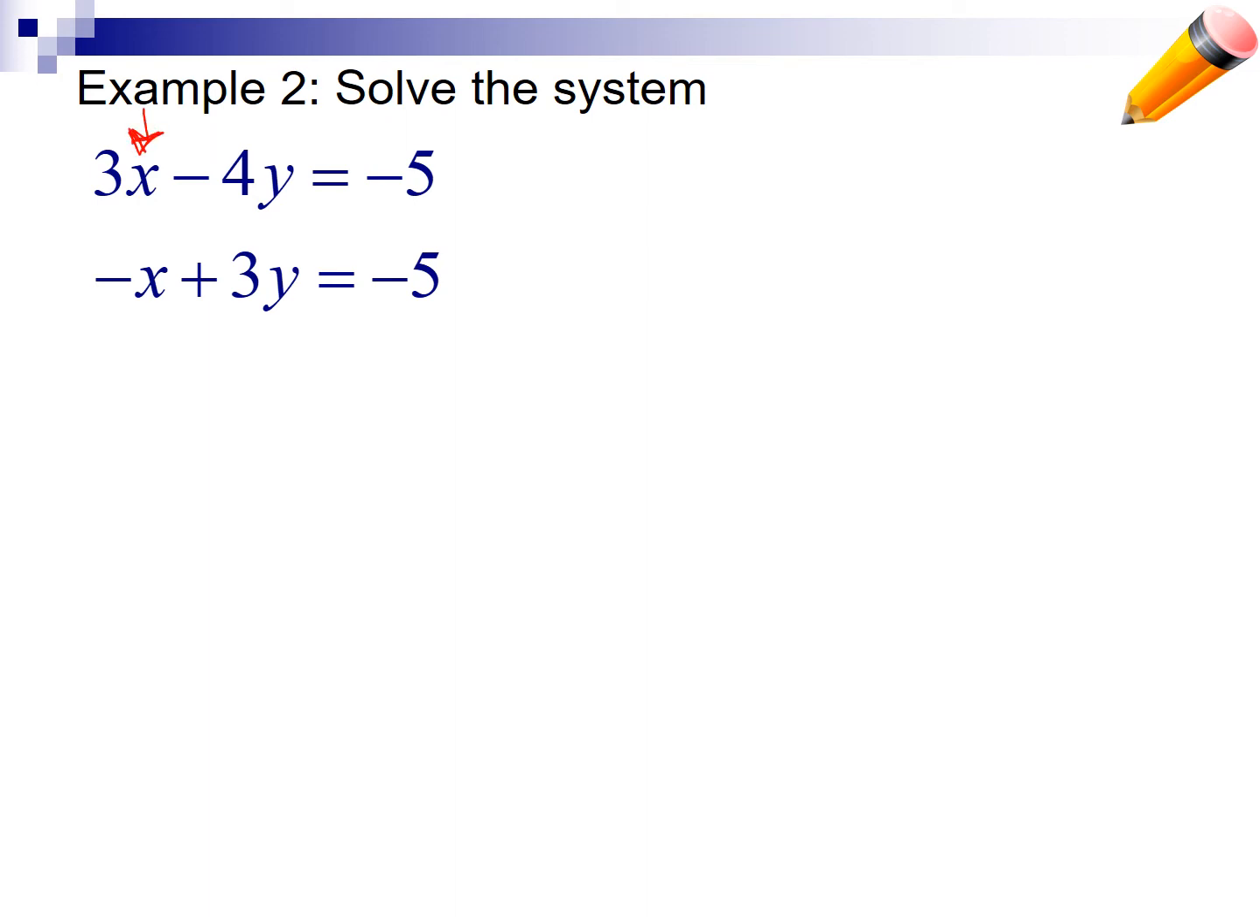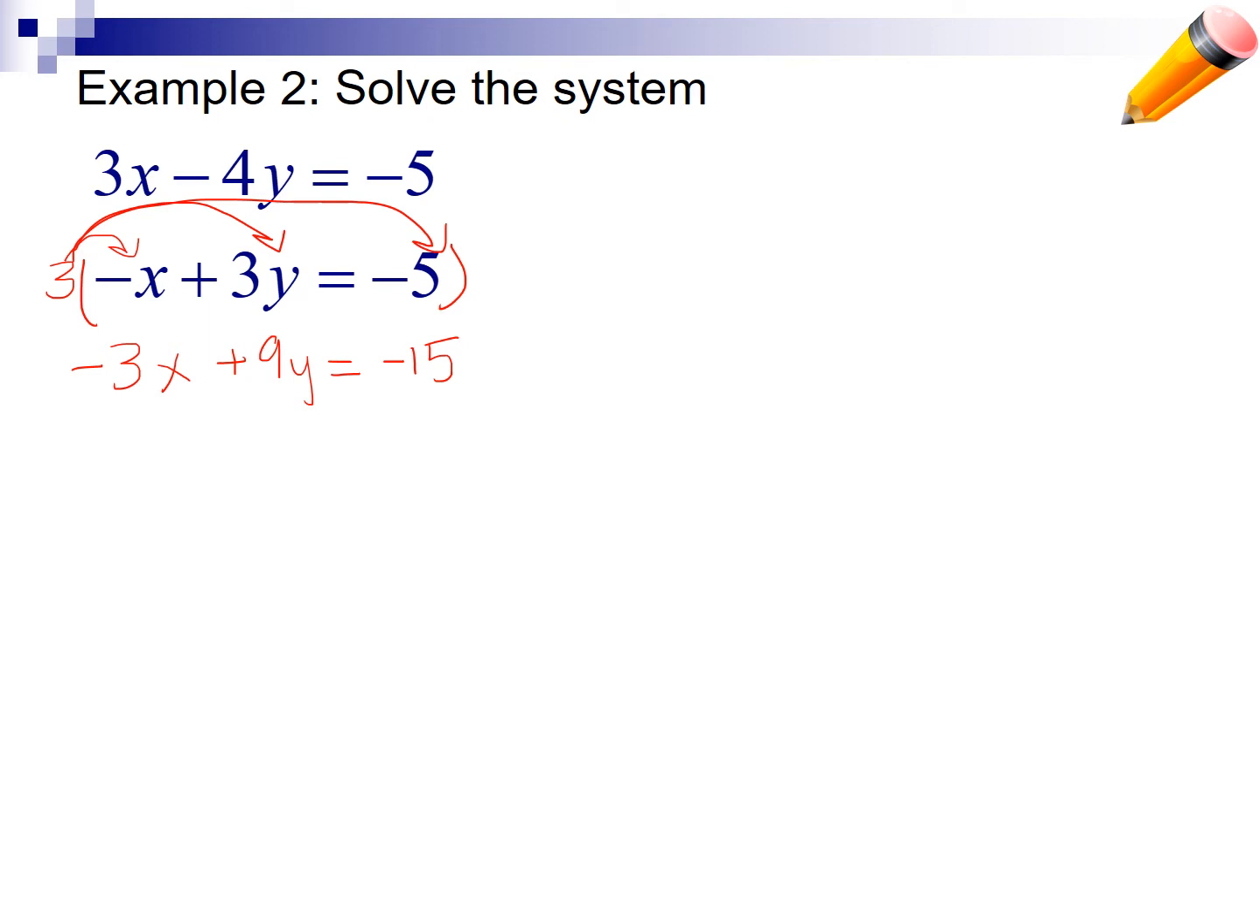So I need to figure out what number I would want this negative x to be in order for 3x plus this second one to equal 0. If I want this to add to 0, I would need to multiply this entire equation by 3. So let's do that. We're going to multiply this entire equation by 3. So we have to distribute. 3 times a negative x is negative 3x. 3 times 3y is a plus 9y. And then 3 times a negative 5 is a negative 15.